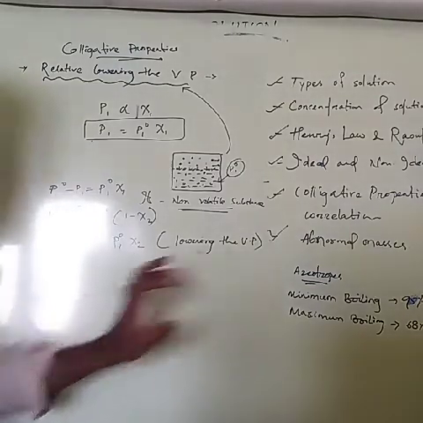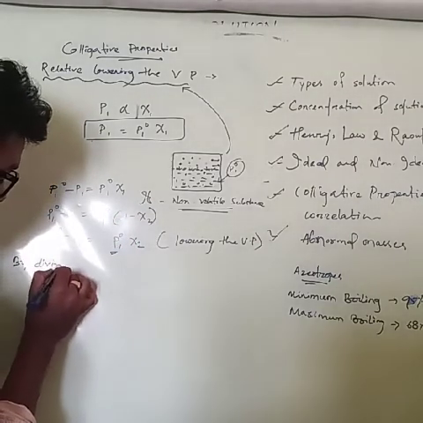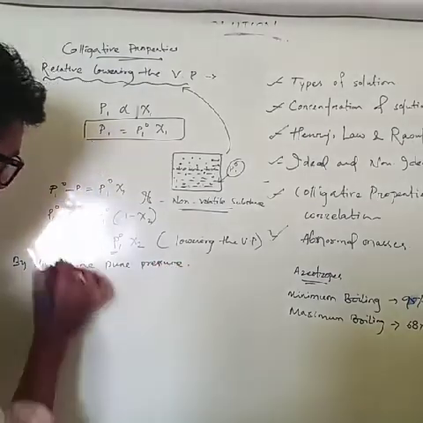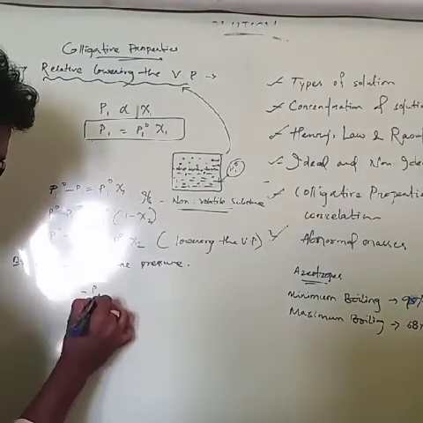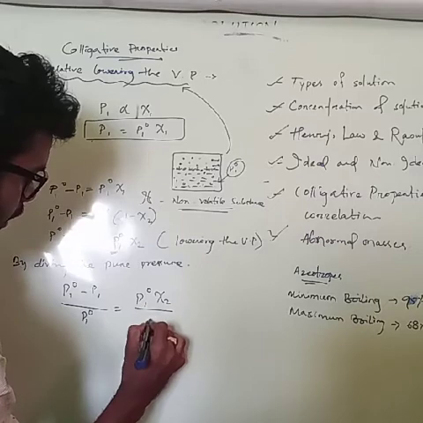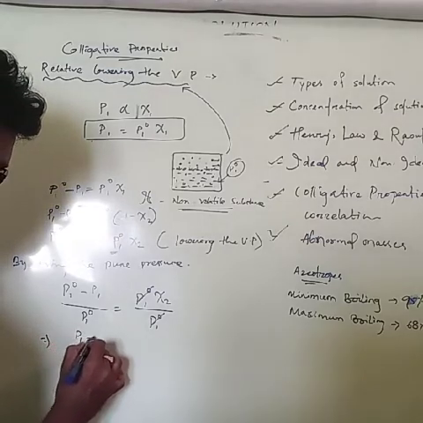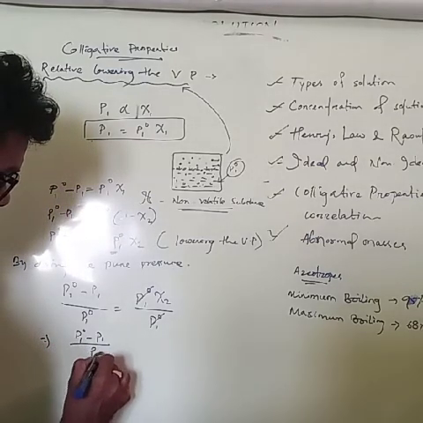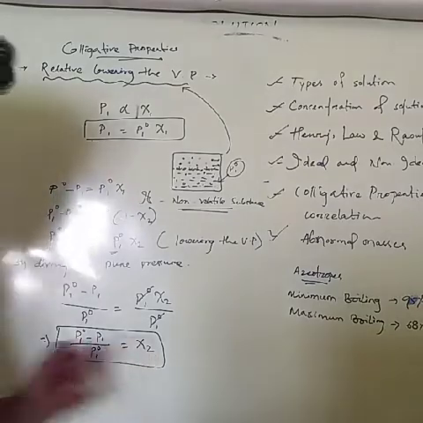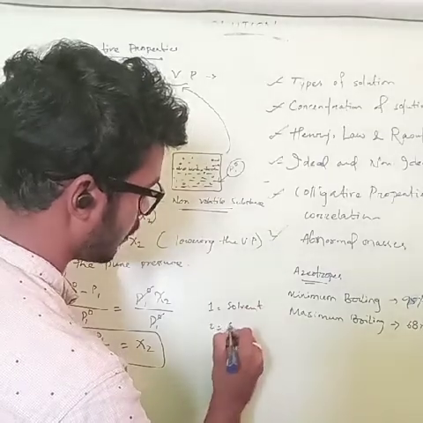How will you get the relative lowering of the vapor pressure? By dividing by the pure solvent pressure. So by dividing by the pure pressure, you get the relative lowering of the vapor pressure. That means it equals P1 naught chi 2 divided by P1 naught, so you cancel. So what you are getting is that the relative lowering of vapor pressure equals the mole fraction of solute. 1 stands for solvent, 2 stands for solute.